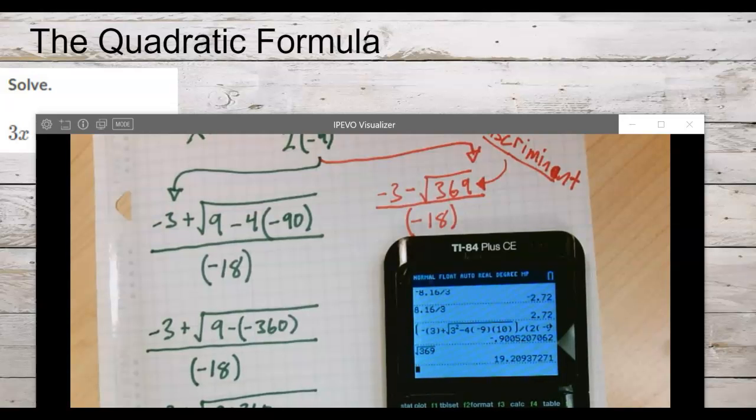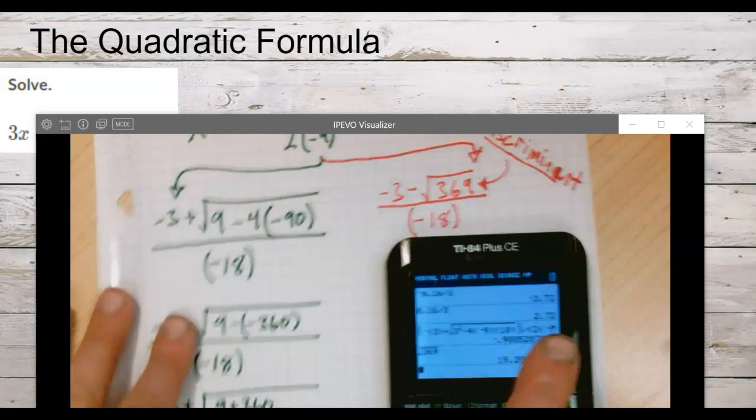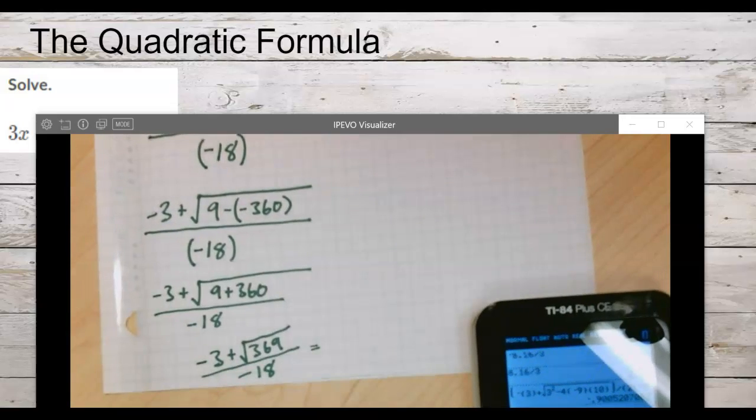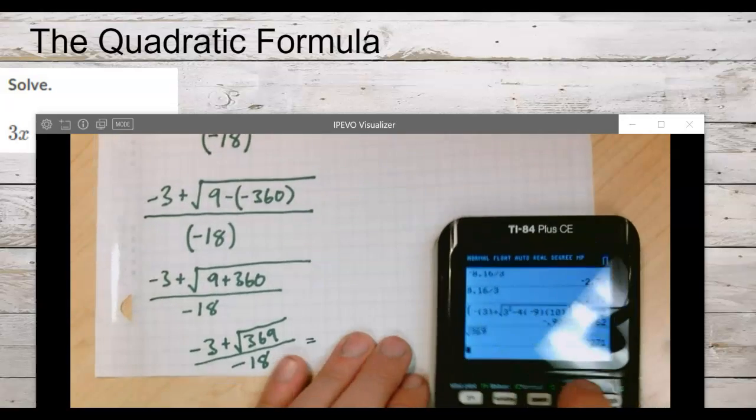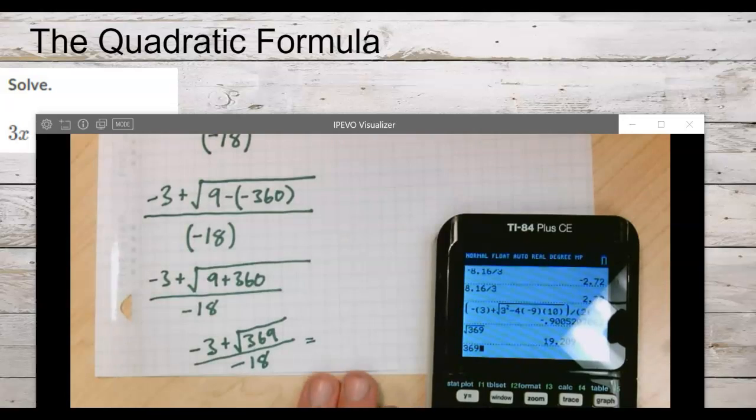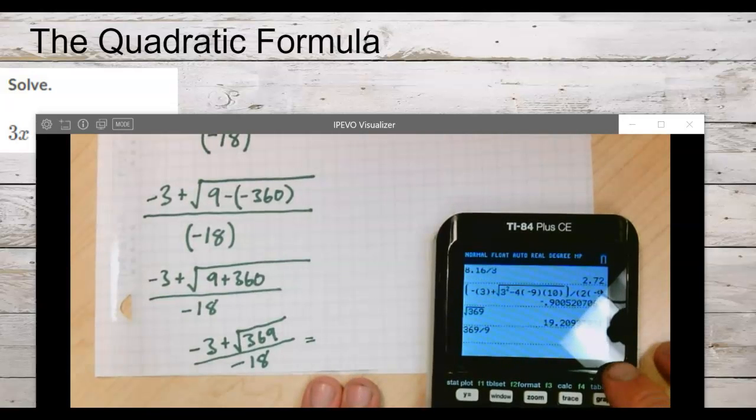Guys, what does this number end in? The number under our radical. It ends in a 9. Should we try and see if it divides by 9? Because 9's a perfect square, right? So 369 divided by 9, hey-yo!